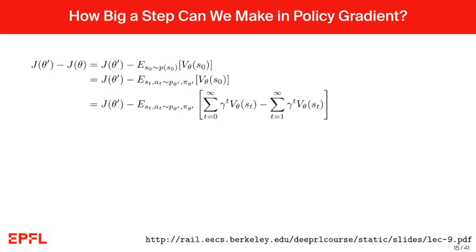Now I do a next funny null operation, if you want. In this step here, I just express the value of state S0 by a difference between two infinite sums. Important to notice is that here we start the sum at t equals 0, while here we started at t equals 1. So nothing happens. This difference in here is still the same as v theta of state S0.